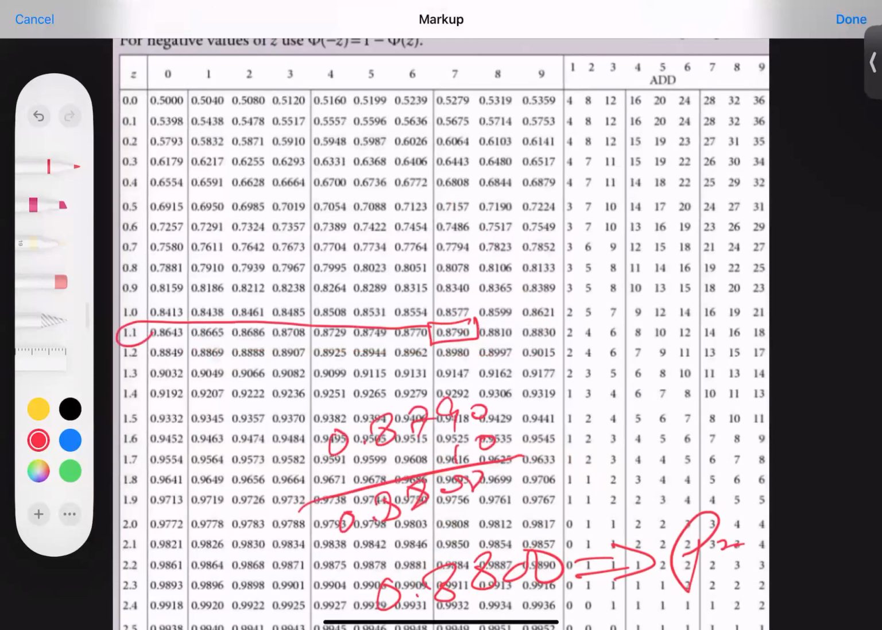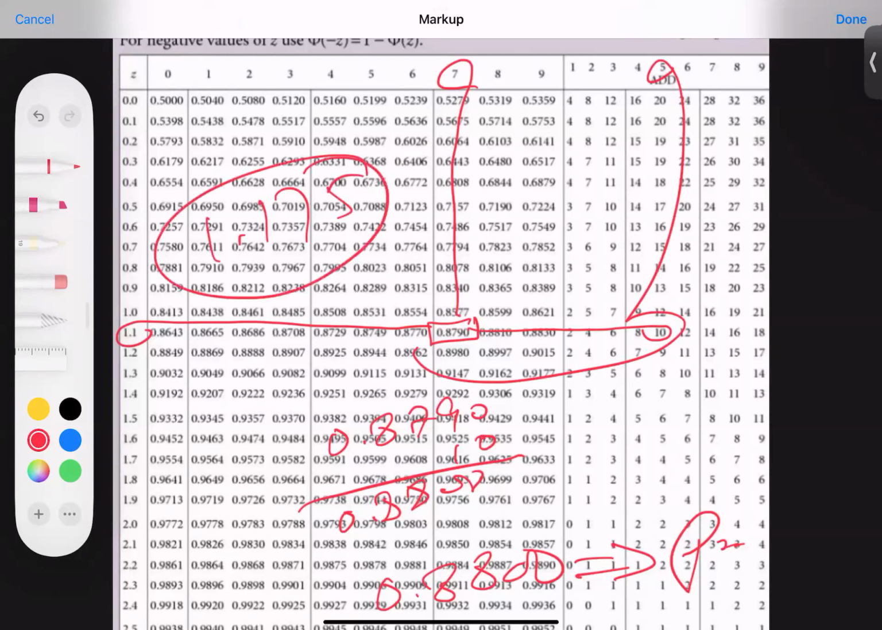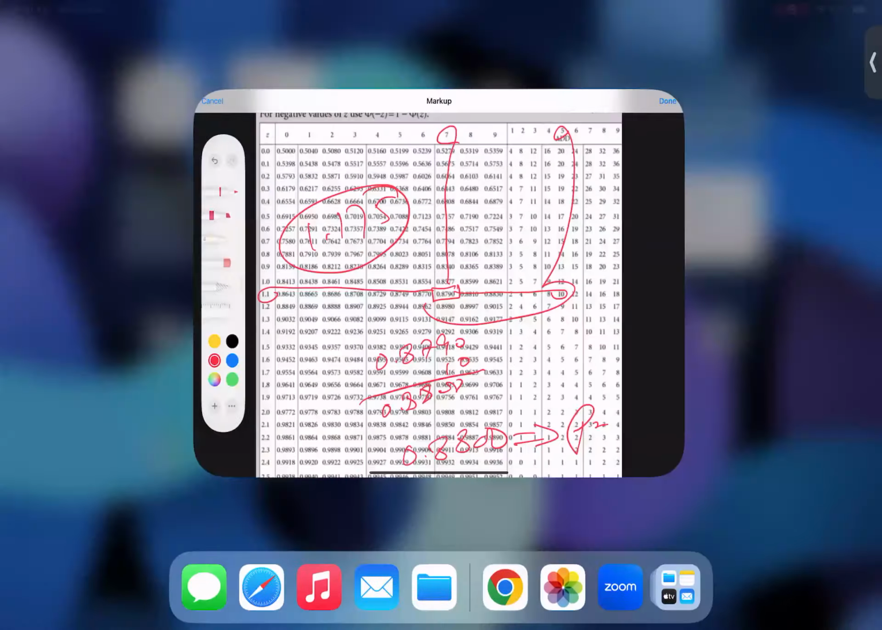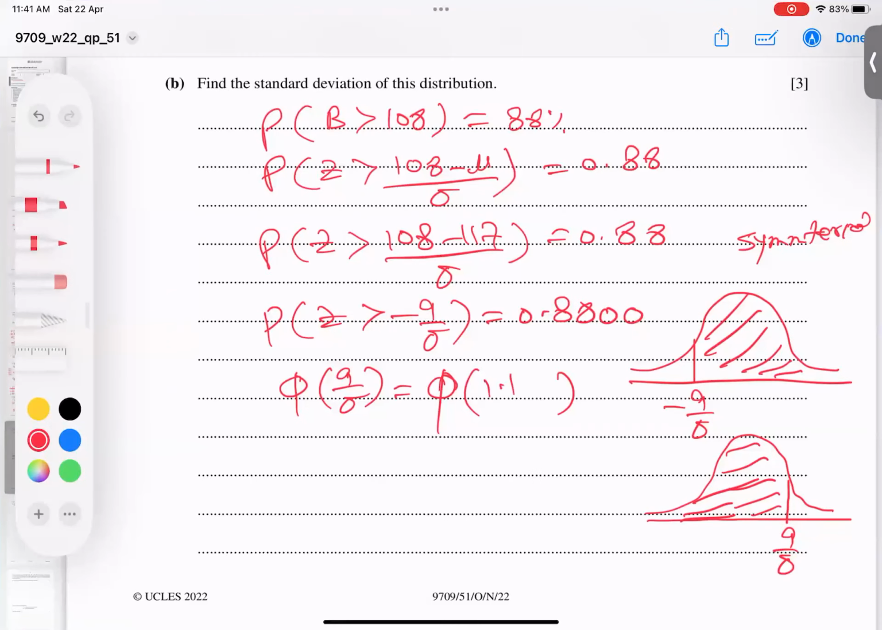So from here, I got 1.1. And from here, I got 7. And where is the 10? 10 is here. So from here I got 1.1, from the top I got 7, and from this I got 5. So I hope it is clear. 1.175. I hope the point is very clear.